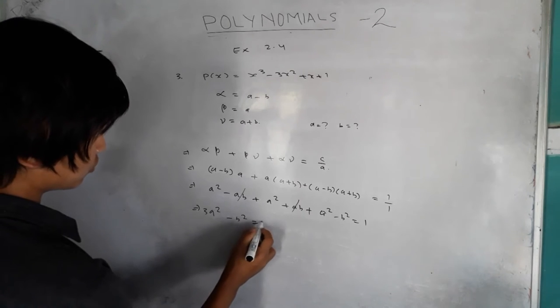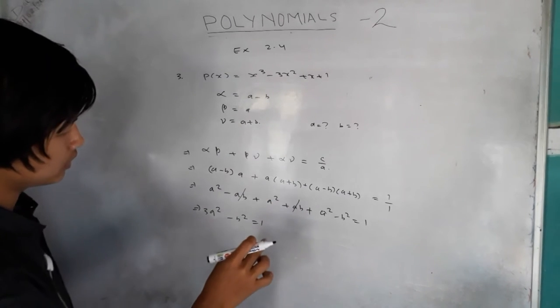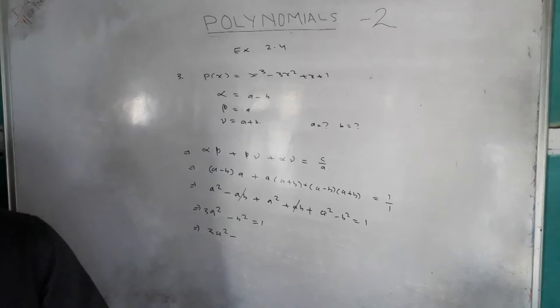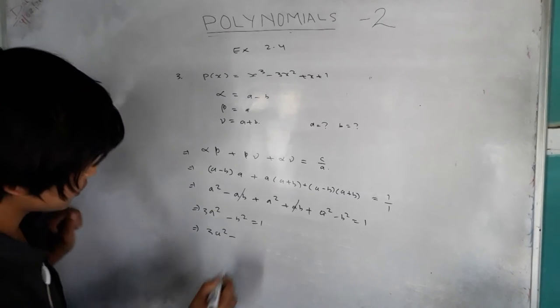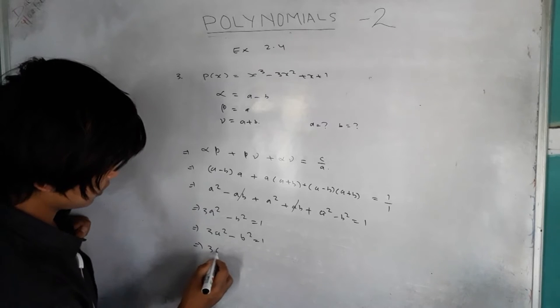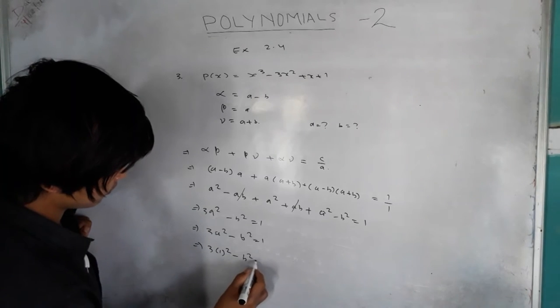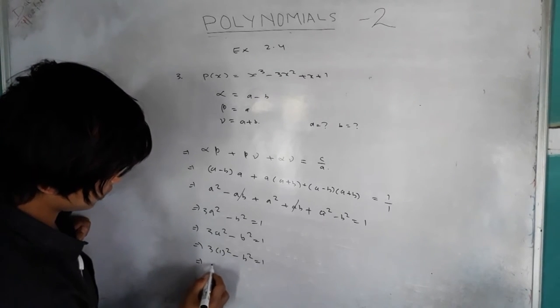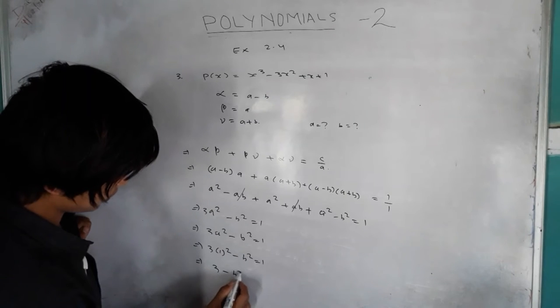minus b square equals to 1. What was the value of b? I found recently a was our 1. Okay, what was our a? A was our 1. Okay, so 3 b square equals to 1.